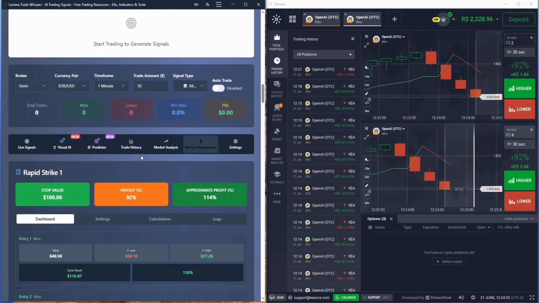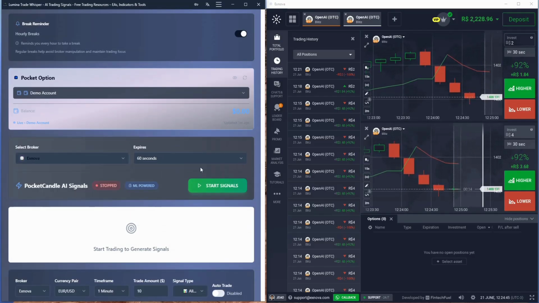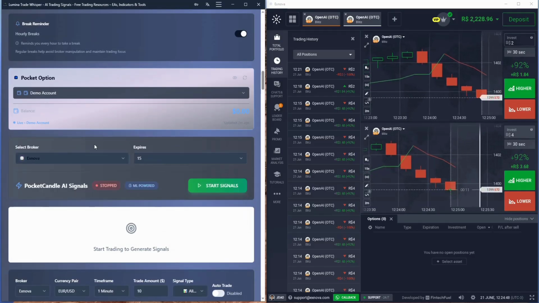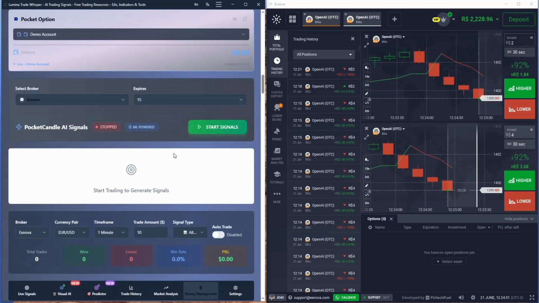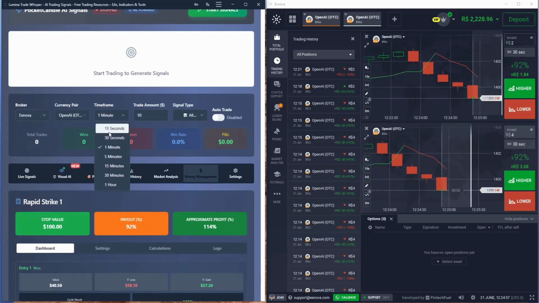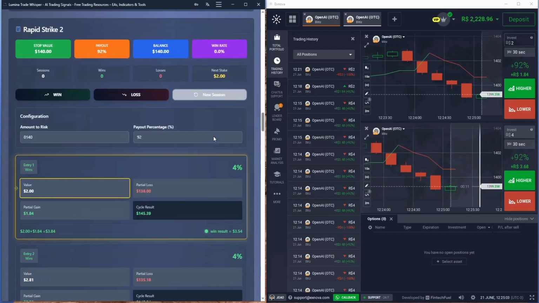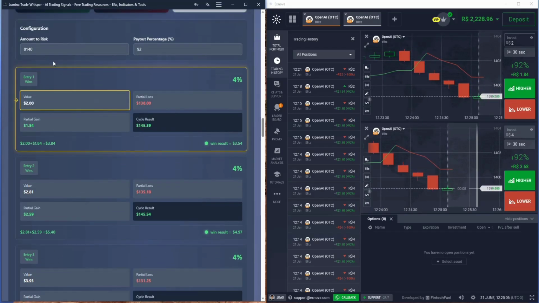Now, let me try to put this, because the sound seems not to be coming. If it's not coming, we are going to fix it. Let me put it here. So today I'll be trading on the 30 seconds expiry. Let me choose OpenAI. Let's see if the voice is coming, because to trade this you need only the voice so that you can focus your eyes on this.